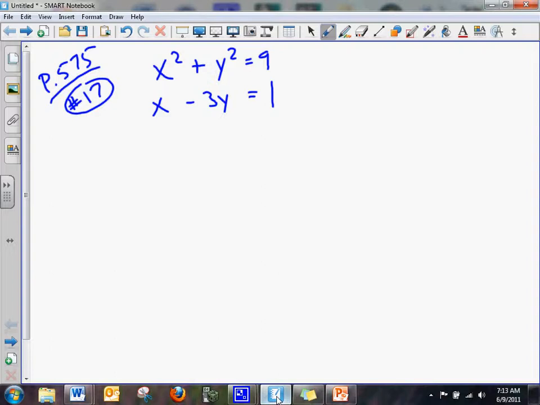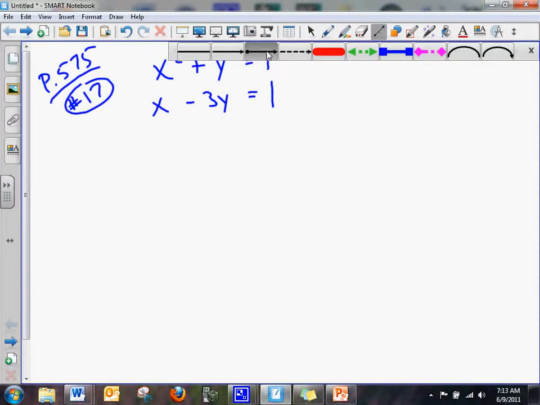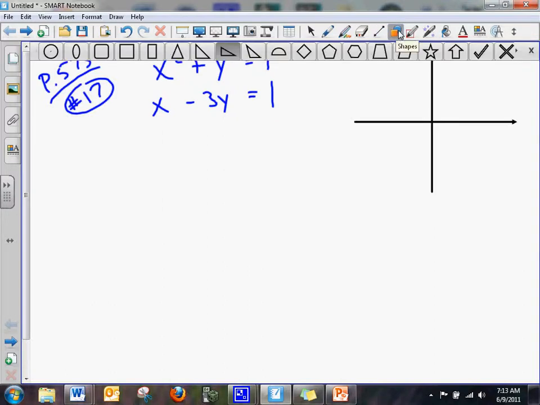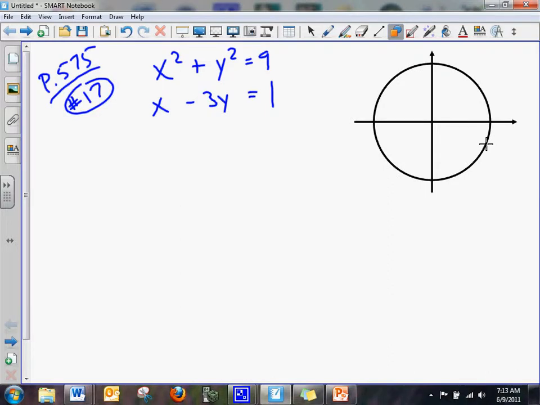All right, let's talk about the system before we get started. First of all, what can we expect for a solution? That top equation should look familiar. That top equation is actually a circle with radius 3. So if I were to sketch what the graph of these two things might look like, it's a circle with a radius 3, centered at the origin. There it is.